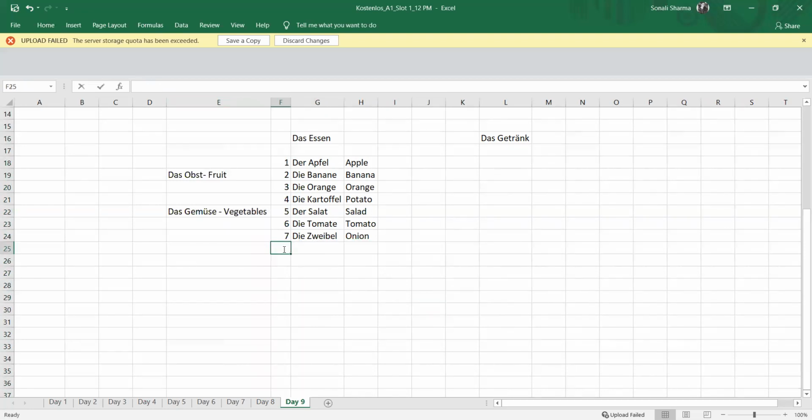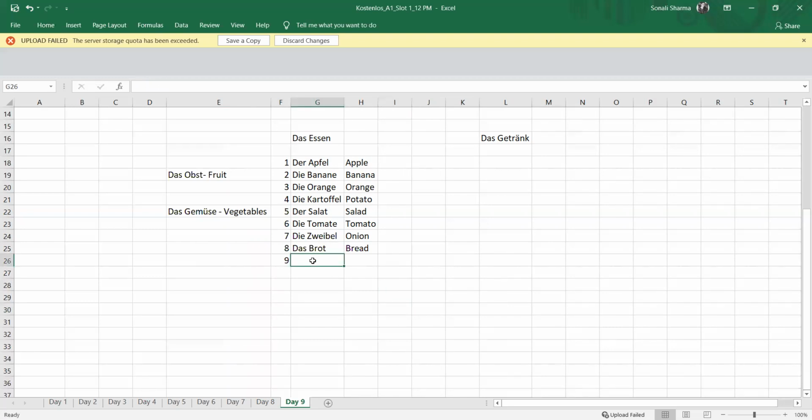Let's talk about the next words. So we have so many Essen. Next is das Brot. Brot is bread.